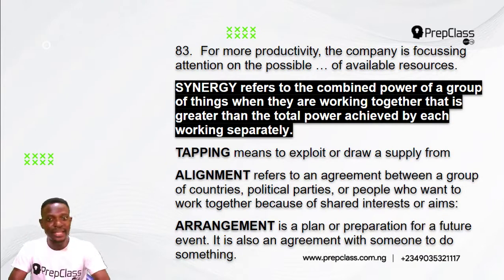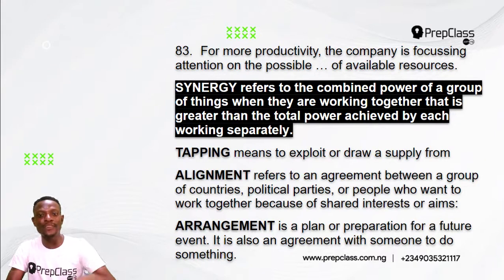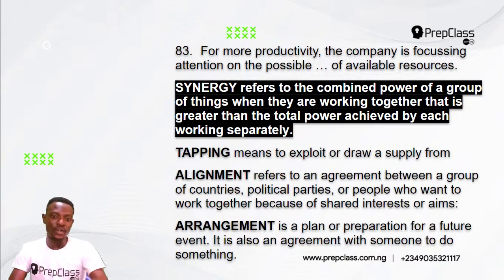It is not tapping. Tapping means to exploit or draw a supply from. It is not alignment. Alignment refers to an agreement between a group of countries, political parties, or people who want to work together because of shared interests or aims. It is not arrangement. Arrangement is a plan or preparation for a future event. It is also an agreement with someone to do something.